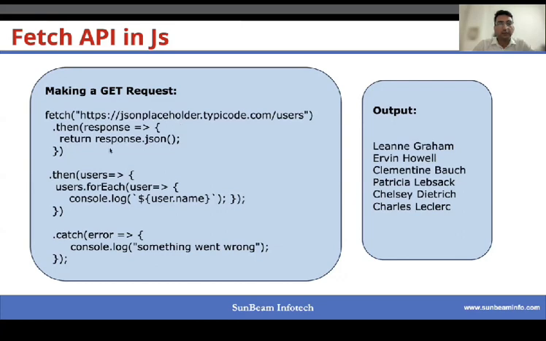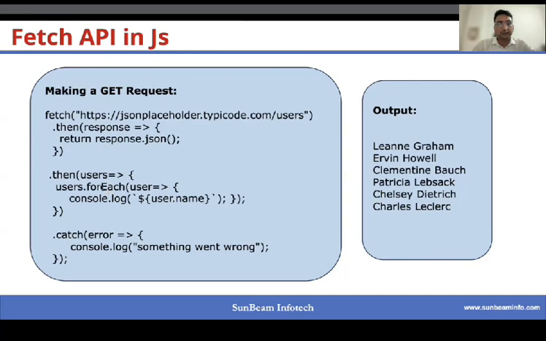In the first then block, we handle the response by converting it to JSON format, which is another promise that resolves to the actual data we need. Next, in the second then block, we process this JSON data.